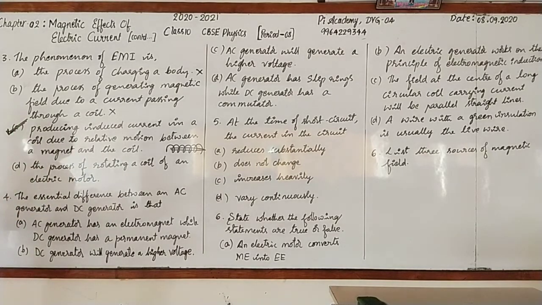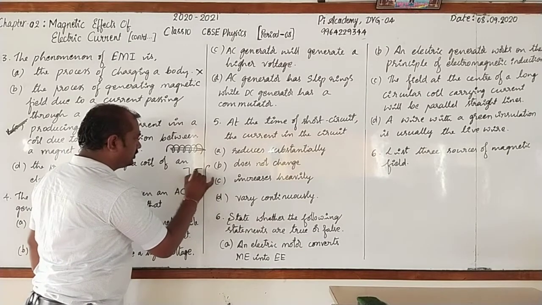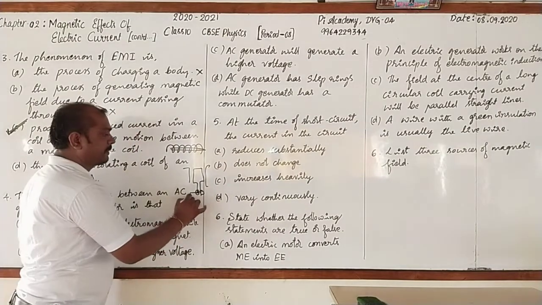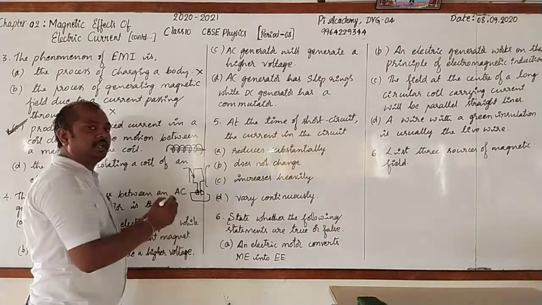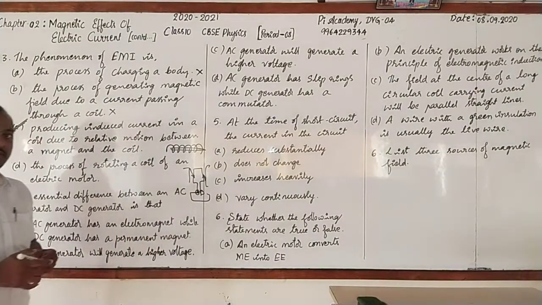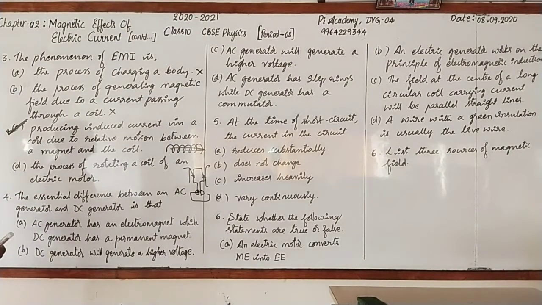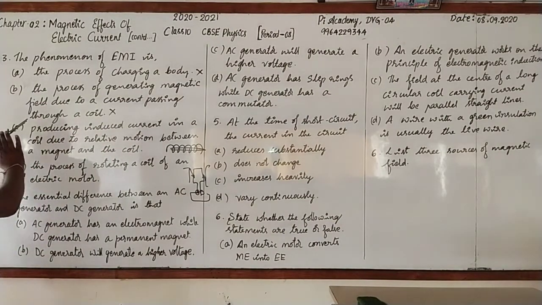Then what about option D? Just go through this. The process of rotating a coil of an electric motor. In the electric motor, the coil will start rotating, right? Then it is due to the force exerted on the opposite limbs in the opposite direction, right? As a result of it, it starts rotating. We call this couple formation, but not electromagnetic induction. Hence, option C is the right answer.